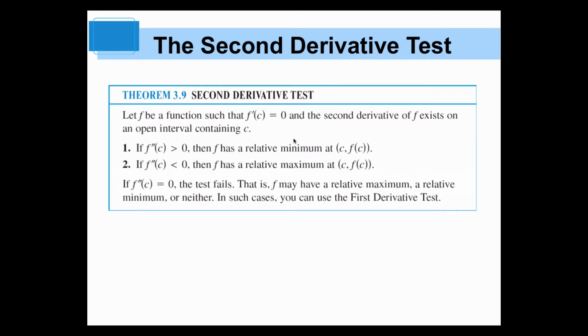So there's what we just said. F prime of C has to equal 0. That establishes that as a max or a min. And then if F double prime of C is greater than 0, it's a min. It's got to open up. And if F double prime of C is less than 0, it's got to be a max. It opens down. If F double prime of C equals 0, you can't use it. You've got to go to the first derivative test.